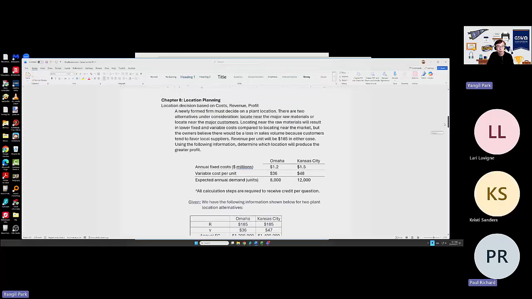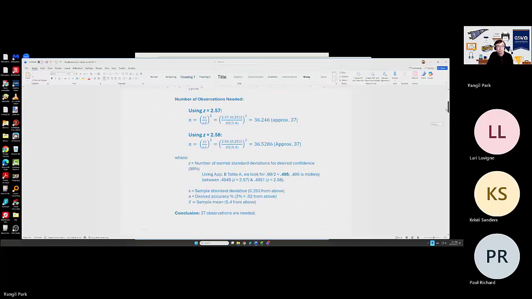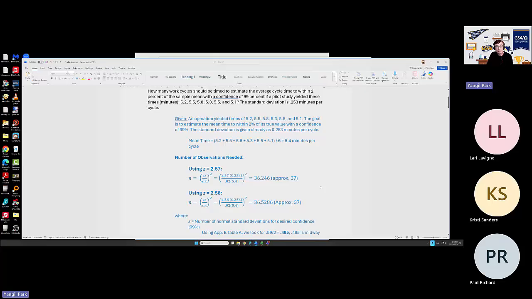Can I ask you a question? Sure. From the previous task, how do we know the Z-score? Is this just something we have to memorize? No, the Z-score will be given in terms of the table.